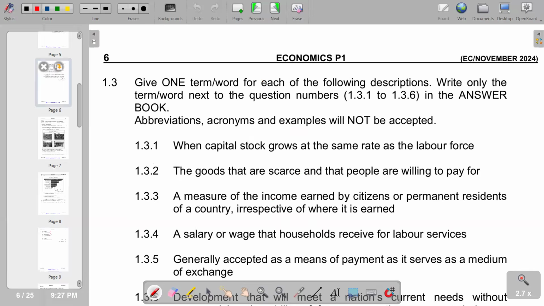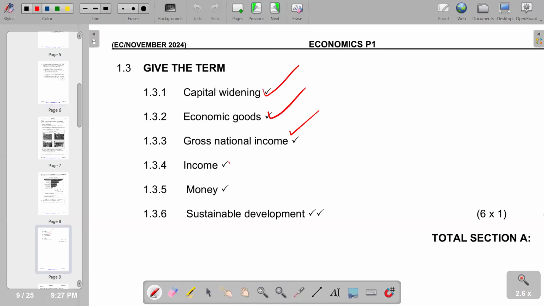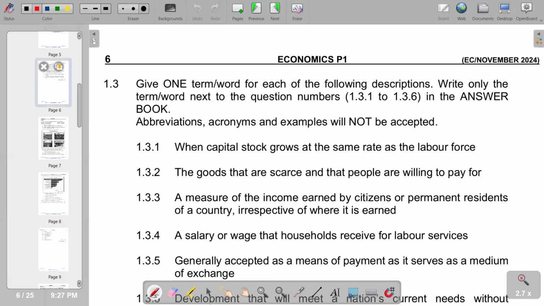So we move on to the next part. A salary or wage that households receive for labor services, and this is basically income. We can call that income. And then we move on to the next one. Generally accepted as a means of payment as it serves as a medium of exchange. Remember, medium of exchange represents the characteristic of money. So we have money on 5.